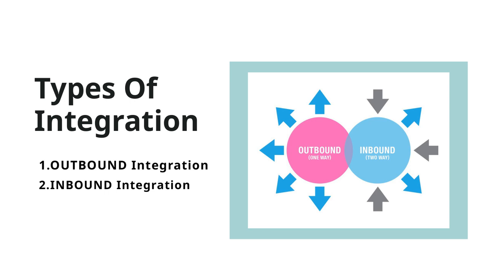Then we have inbound integration. This is the opposite. It's about receiving data or information coming into the system from outside sources. This could be data coming from suppliers, customers, or other external systems. Inbound integration ensures that the system can effectively process and utilize incoming information. Both types are vital because they enable seamless communication and data flow, which is essential for achieving a cohesive and efficient system environment. Understanding these helps us design better integrations that support our overall goals of connectivity and data consistency.